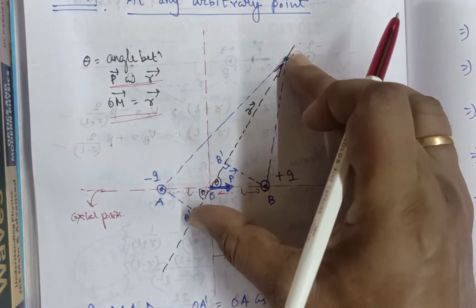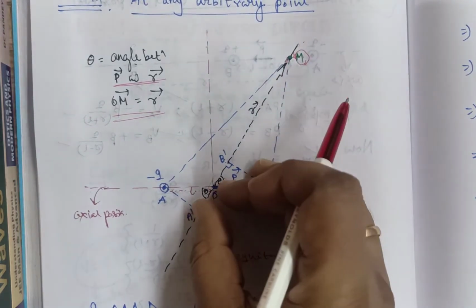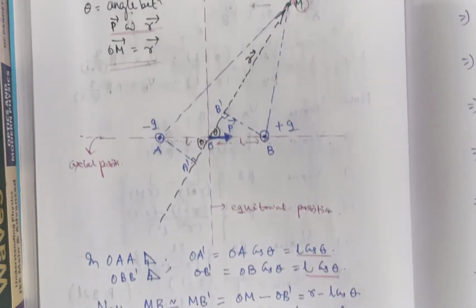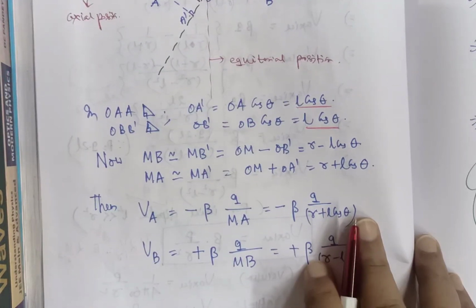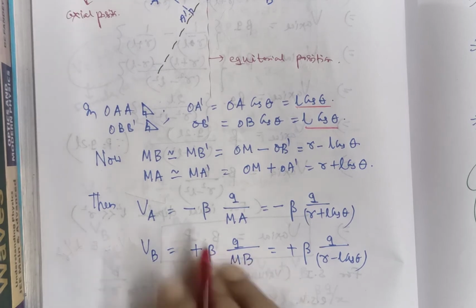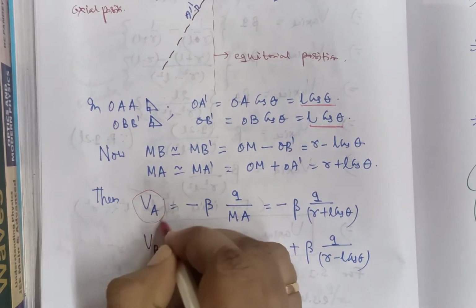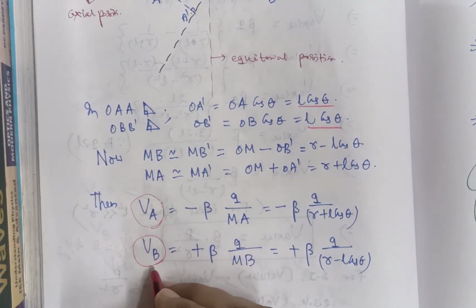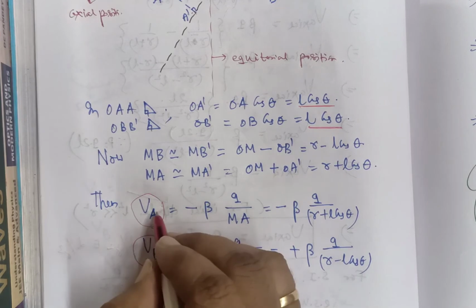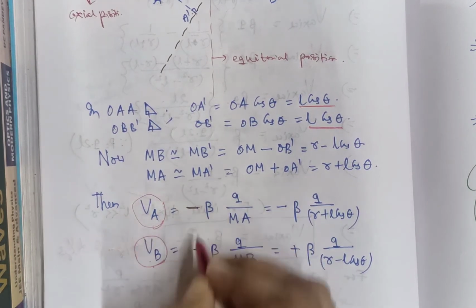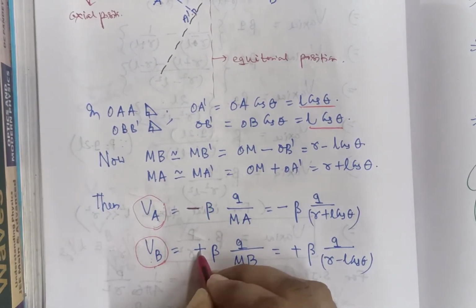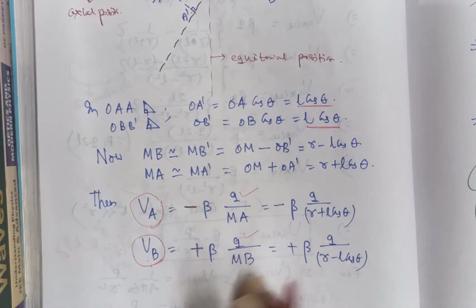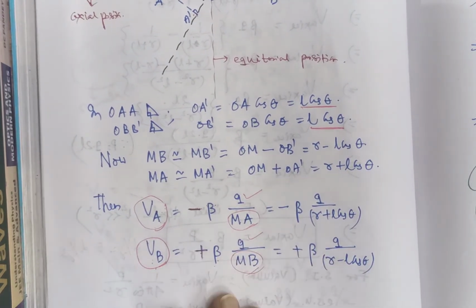Similarly, MA is OM plus OA dash. OA dash is L cos theta and this distance is R. So it is R plus L cos theta. Now we have to calculate separately VA, that means electric potential at the point M due to minus Q, and VB, electric potential at the point M due to plus Q. As the source charge is negative, the minus sign is here, and as the source charge is positive, the plus sign is here. The same proportionality constant beta, same source charge Q, only the distance is different, MA and MB.